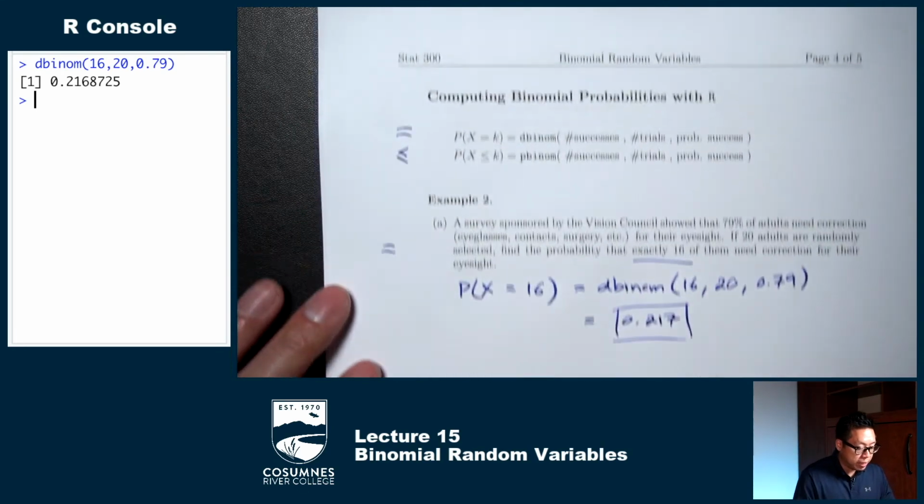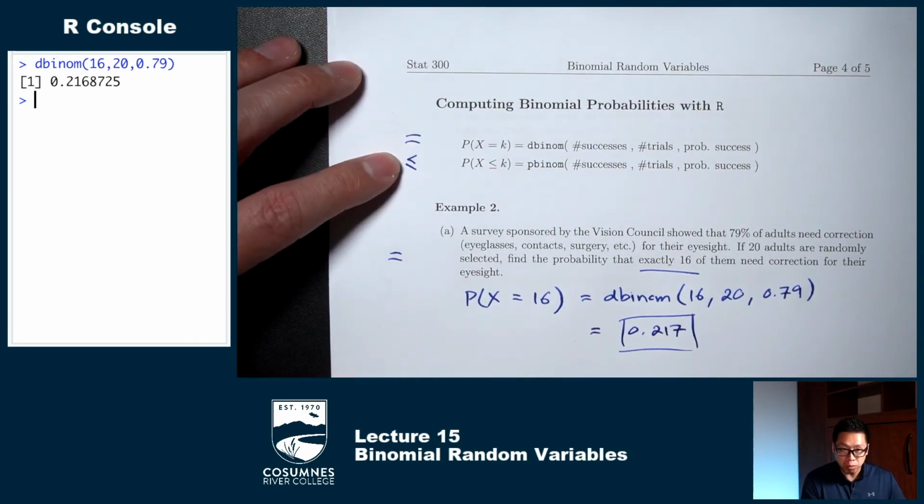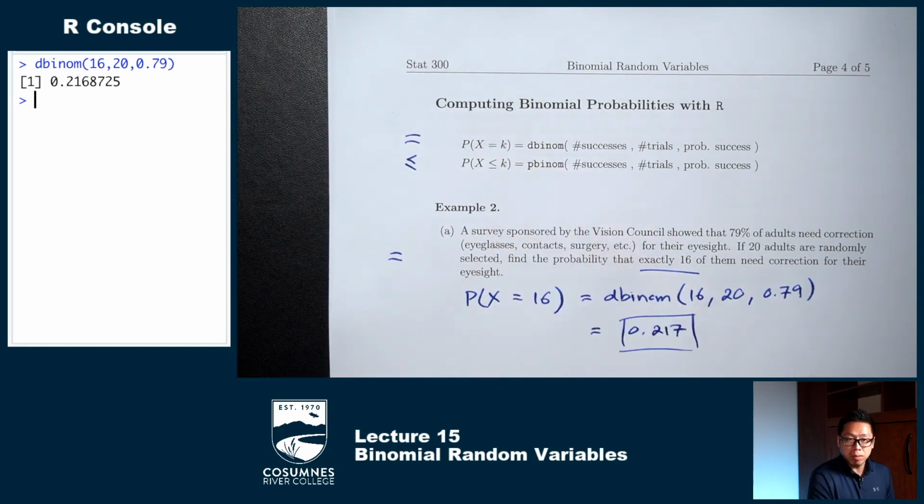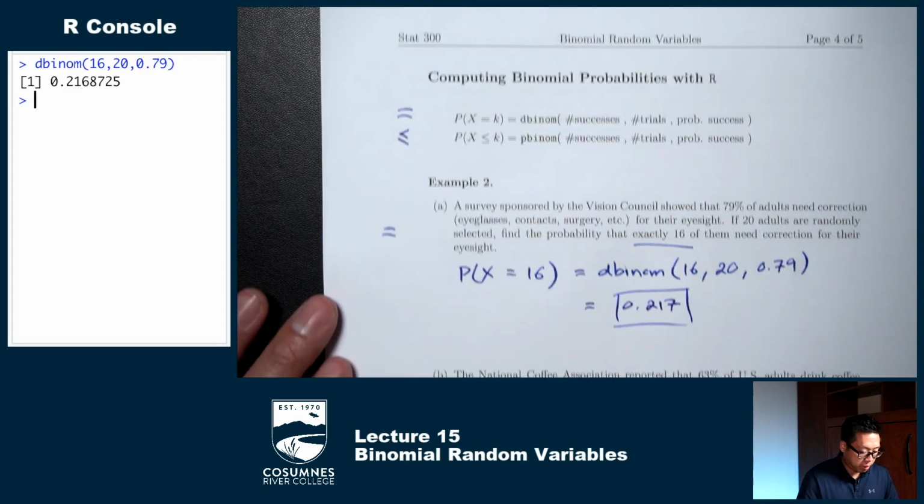So if you're in the equal situation or the less than or equal situation, then you'll just use either dbinom or pbinom directly, and you're done.